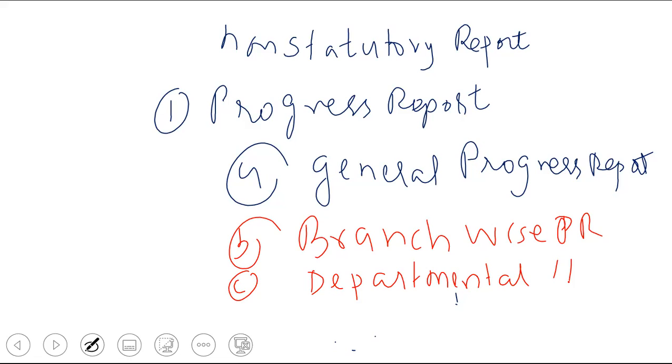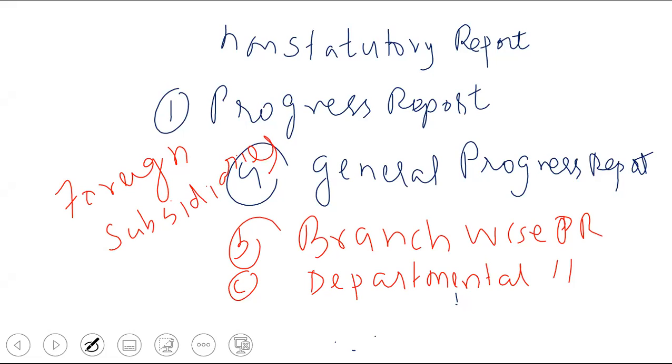Then report from foreign subsidiaries. Report from this side I am writing. Foreign subsidiaries. Subsidiary means branches. Report from foreign subsidiary. I told you State Bank of India has a branch in New York. So they should know what is the progress of the New York branch. Every month, quarterly, they will be asking.